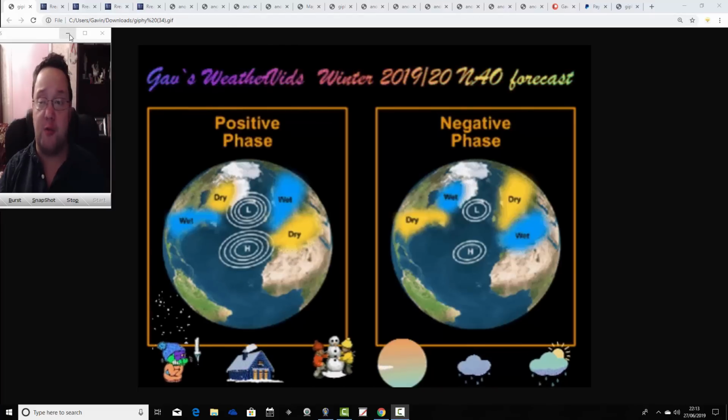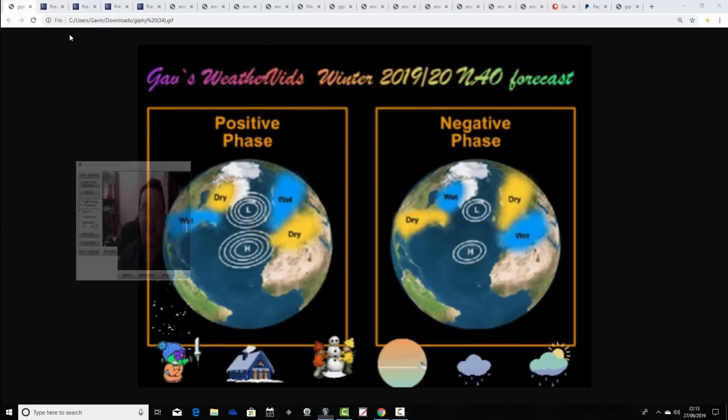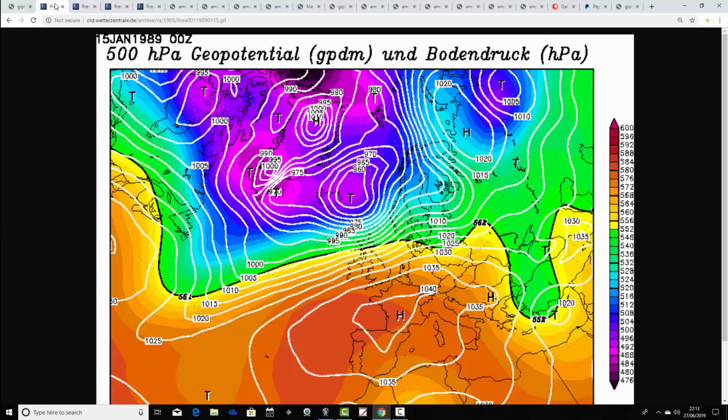Right, so let's get on with the Winter 2019-2020 NAO forecast. I've got quite a lot to talk about. First of all, I have to explain exactly what the NAO is. The North Atlantic Oscillation is an index that's reflecting the atmospheric state in the North Atlantic, essentially.